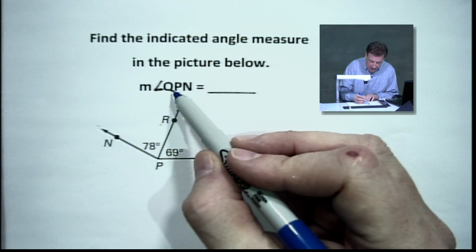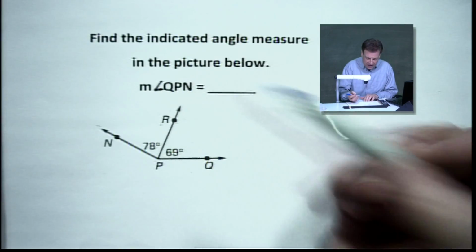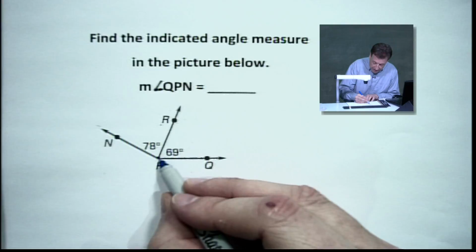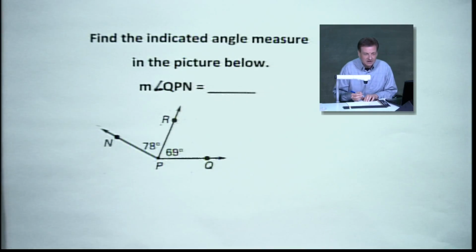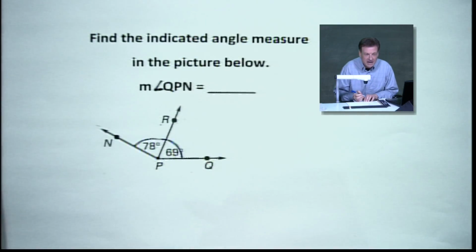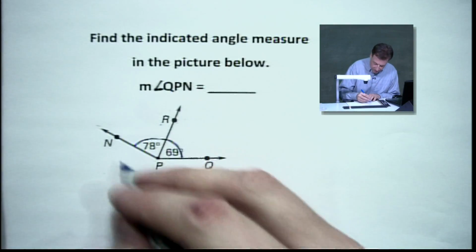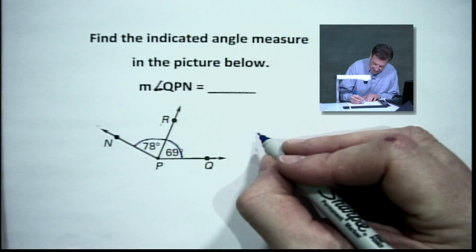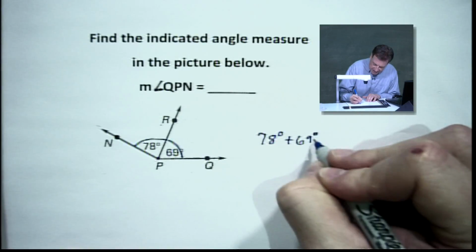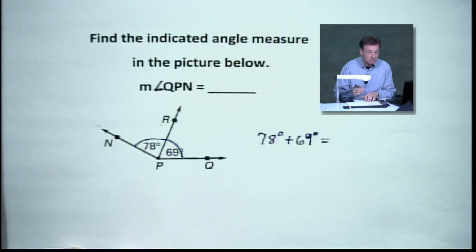I'm wanting to figure out how many degrees, that's what M stands for, what's the measure of QPN. Now first thing I've got to do is find my Q, go to P, and then come up to N. That means I'm looking for that whole big angle. And you know what I'm going to do? I'm going to use a thing called angle addition. I'm going to tell you that the measure of the 78 degrees plus 69 degrees is going to equal, well, what do you think?